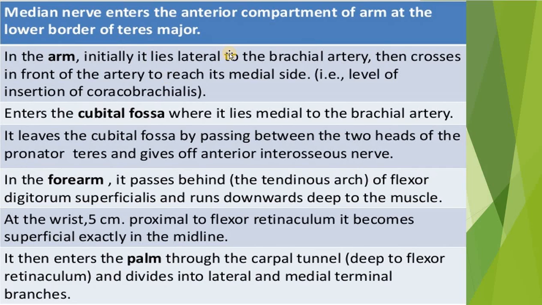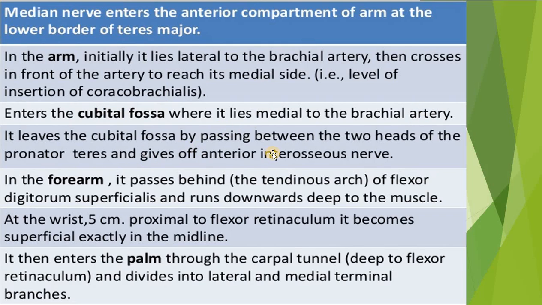The median nerve enters the anterior compartment of the arm at the lower border of the teres major. In the arm, it initially lies lateral to the brachial artery, then in front of the artery, and reaches the medial side at the level of coracobrachialis. It enters the cubital fossa, which lies medial to the brachial artery.